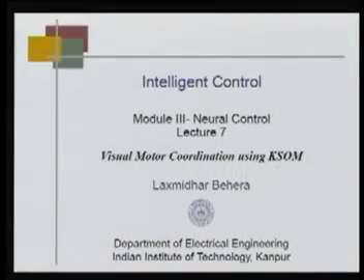Visual motor coordination using Kohonen self-organizing map. This will be our topic today. There is little difference from what we have been talking about on intelligent control, and specifically neural control. We have been doing dynamic control, but today we will be learning how we can learn the inverse kinematics of a robot manipulator simply by learning.